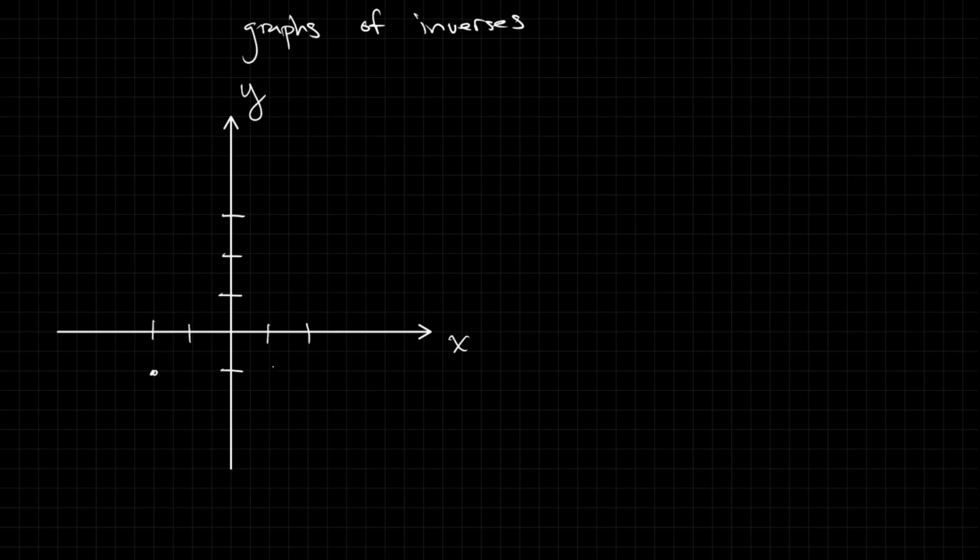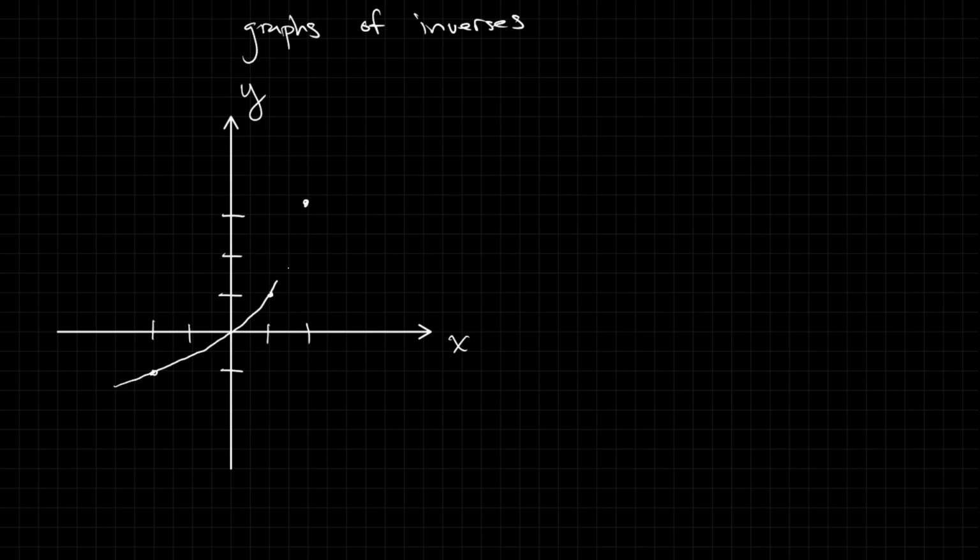-1, -2, 1, 1, and 2, 3. And I think I said -1, -2, but that's clearly -2, -1. I think I'll make it go through the origin as well. And I'll connect these with a smooth curve.